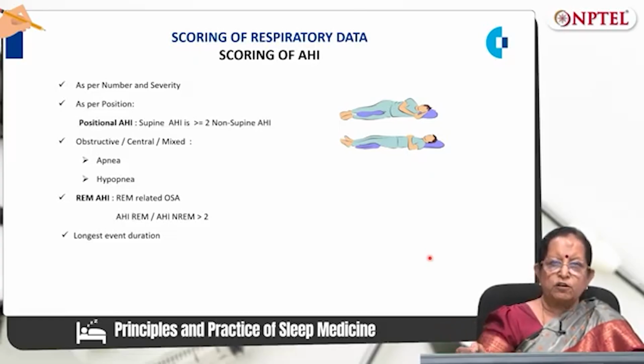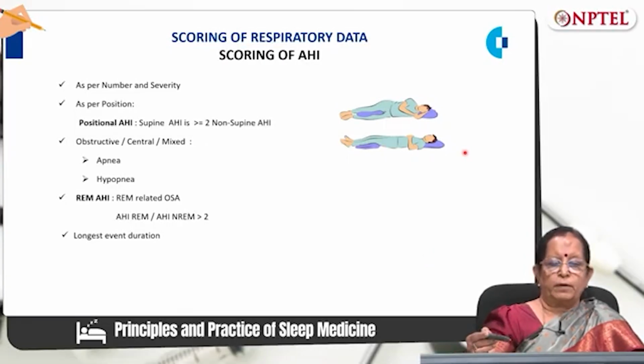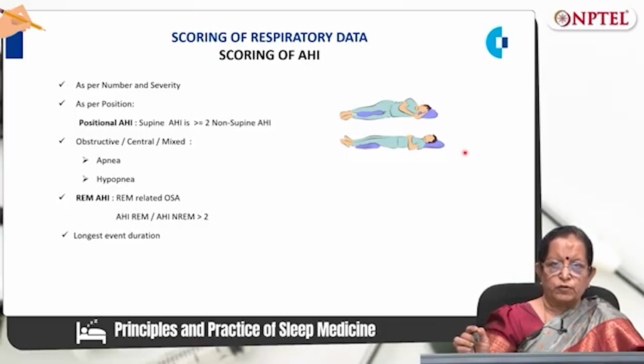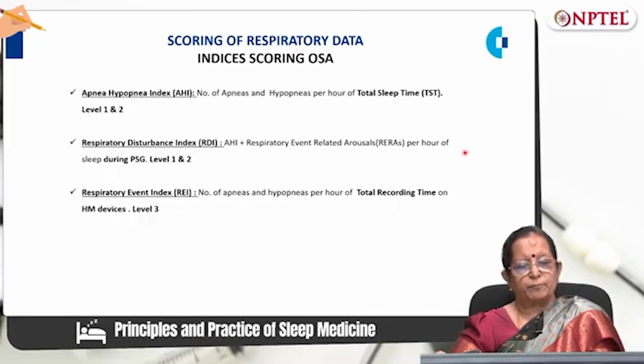Then as per position also we should score. Positional AHI: when you are lying in the supine position, obstruction is more, so AHI will be more. So when the supine AHI is more than twice the non-supine AHI, we call that positional AHI. Then obstructive, central and mixed, I will come to you. REM AHI: REM related OSA. During the REM stage, if AHI in REM is more than twice the AHI in non-REM sleep, then that is called REM AHI. Then longest event duration, I will be telling you about the longest event duration.